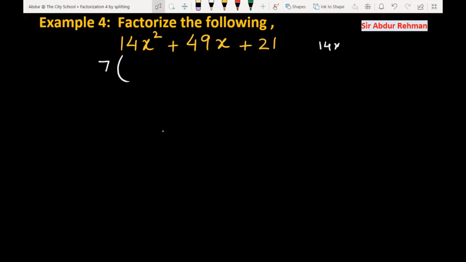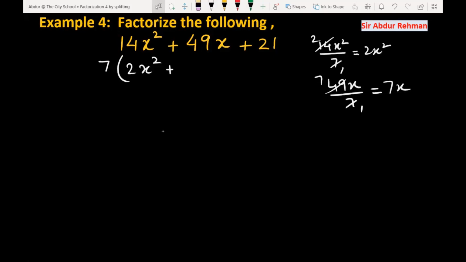So 14x squared divided by 7 will be 2x squared, plus 49x divided by 7 will be 7x. So I'm going to write 7x, and plus 21 divided by 7, which is 3. Yes, 3 here.